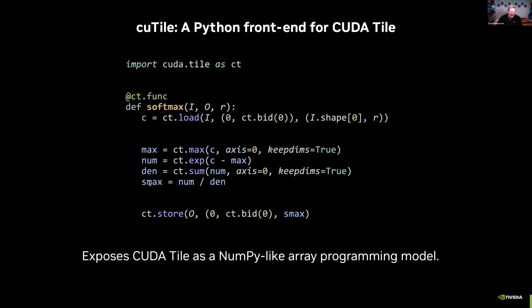And then finally, S max is going to be our softmax value. We're going to take the numerator and divide it by the denominator, which is going to produce yet another one-dimensional array. And now we can store that back into our output, Smax. And we'll store it back into global memory.